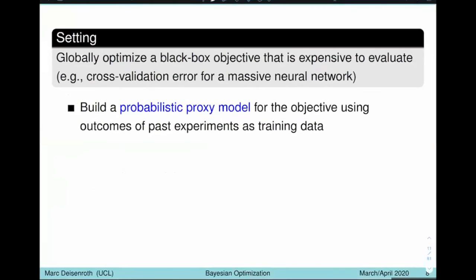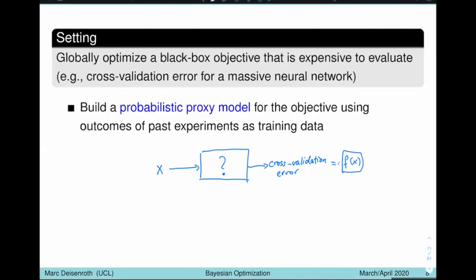So let's assume we have parameters X, and we're going to feed them into a machine learning algorithm, and then we measure an outcome. Let's say the cross-validation error, for example. But we don't really know how the inputs X and the cross-validation error are related to each other. So if we define this to be f of X, we would not be able to write down what f is. It's too complicated.